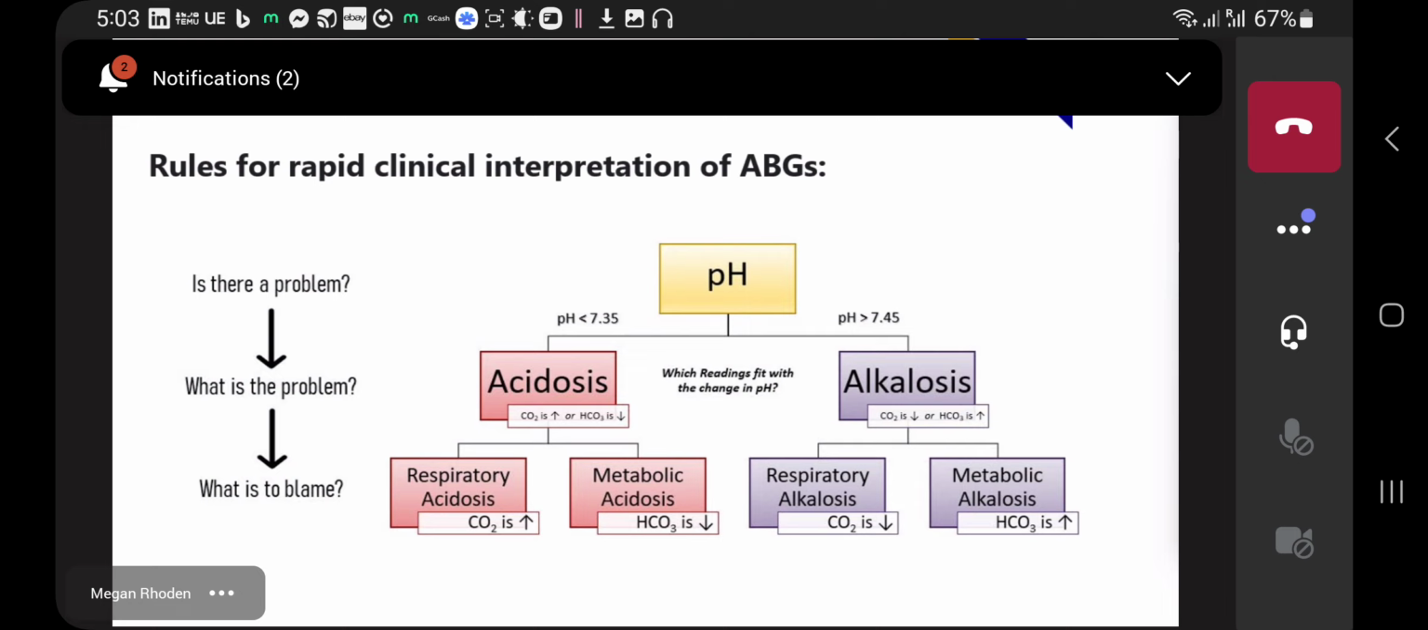When we go to the next step, we're asking, what's to blame? If we're looking at acidosis, is it respiratory, as in the CO2 is elevated, or metabolic, as in the bicarb is decreased? If it's alkalosis, is this respiratory alkalosis, meaning that the CO2 is decreased, or is this metabolic alkalosis, as in the bicarb is increased? So, a quick little review there for the interpretation of ABGs. Always start with your pH.